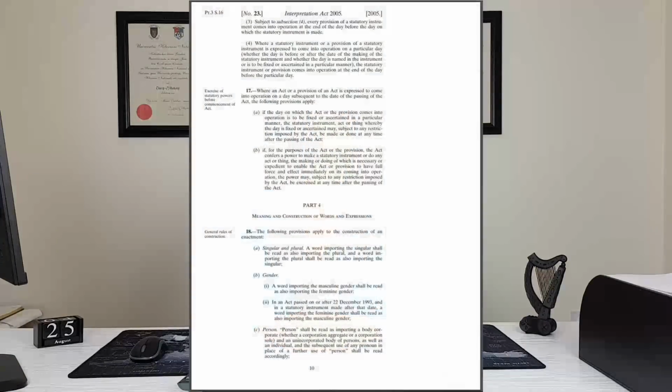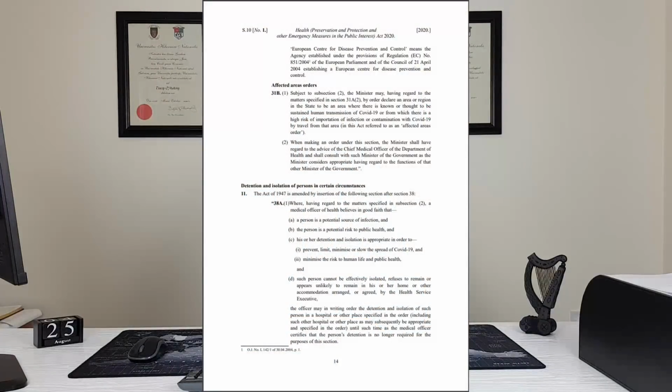On reviewing this legislation, we find that under Part 4, Meaning and Construction of Words and Expressions, the word person is defined as importing a body corporate or an unincorporated body of persons as well as an individual. So now we know that a child is considered a person under the Interpretation Act. The relevance of this is that the provisions of Section 11 of the Health Preservation Act can now be said to apply to children in the same way as it applies to adults. So let's now take a closer look at Section 11. This section is operational until the 9th of November 2020, unless a resolution approving its continuation is passed by both houses of the Oireachtas.